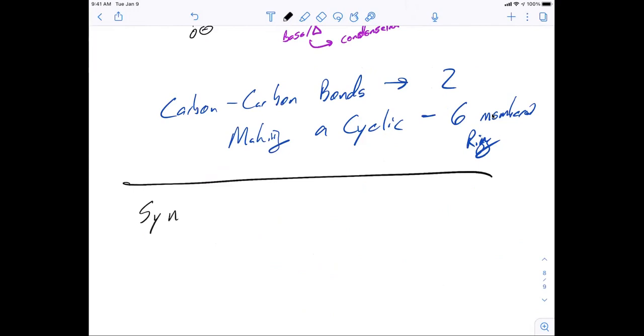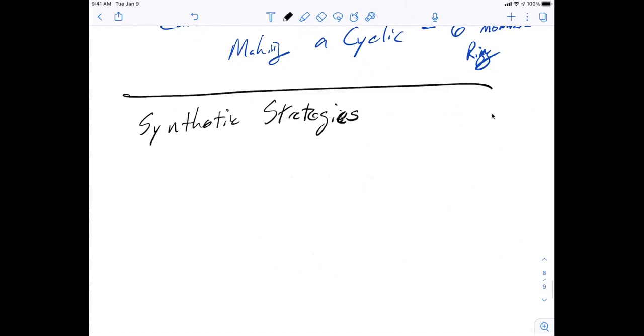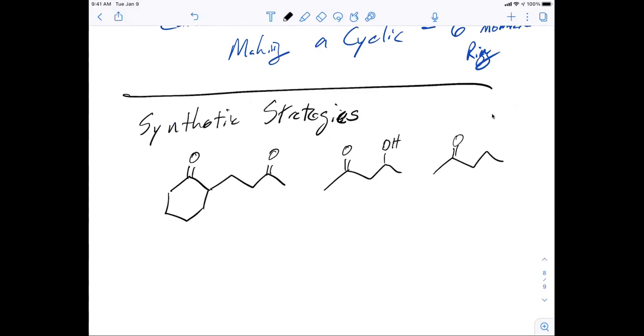Okay. Next step, synthetic strategies. So lots of reactions in this chapter, lots of carbon-carbon bond forming reactions. I would start doing the practice problems, but there are a few things to watch for while you're going through this. You know, if you notice.